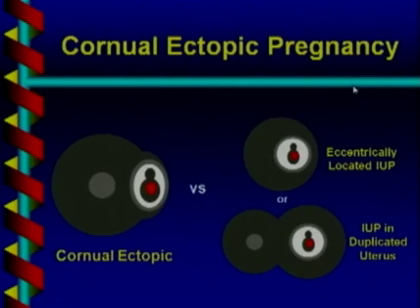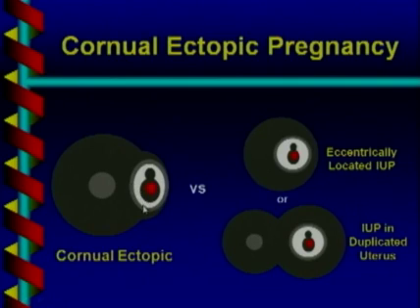When we're trying to diagnose cornual ectopic pregnancy, the challenge is distinguishing a cornual ectopic pregnancy from an intrauterine pregnancy that is located off to the side or eccentrically located, or an intrauterine pregnancy in a duplicated uterus like a bicornuate uterus or a septate uterus, in which you have two horns, one with the pregnancy and one without the pregnancy. There's some similarity in appearance of all these, and I'll show you examples on ultrasound in a minute.